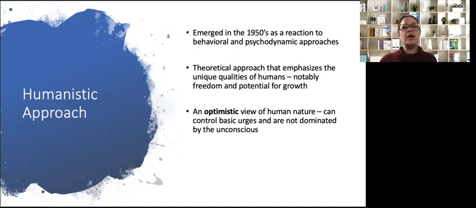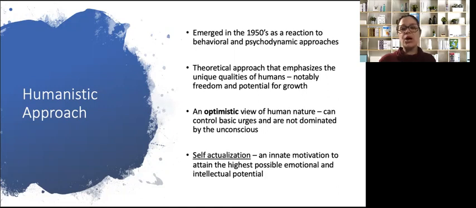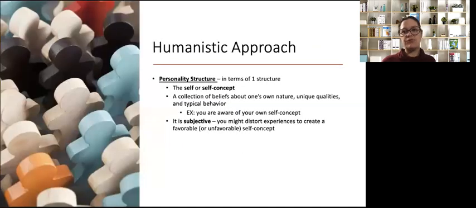They're going to say, no, your basic urges can be controlled and your behaviors are not dominated by some unconscious thing that you're unaware of. So you have control over the behaviors and impulses that you engage in. And this approach also argues that we have an innate, which means you're born with, motivation to attain your highest possible emotional and intellectual potential. So they call this self-actualization, that we're actually born with the motivation to make the best of ourselves that we can, so we can reach our full potential.